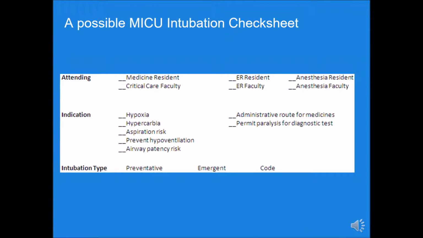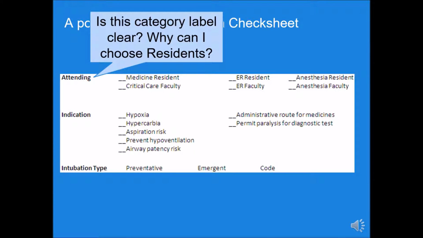This example again comes from the ventilator-associated pneumonia project that we've been talking about throughout this course, from a different part of the project when they were looking at intubations themselves and seeing if they could decrease the initial intubation rate. The first thing that jumps out at me about this check sheet is that the label of the first piece of data and then the options available are a little confusing, in that it's titled attending, but you can see that you can choose resident or faculty for the options, and so as a data collector, I'd be a little bit confused as to what I was supposed to be expecting or checking.